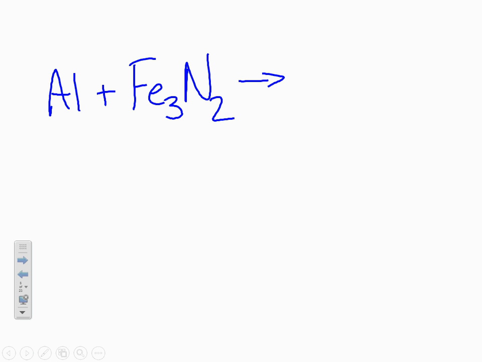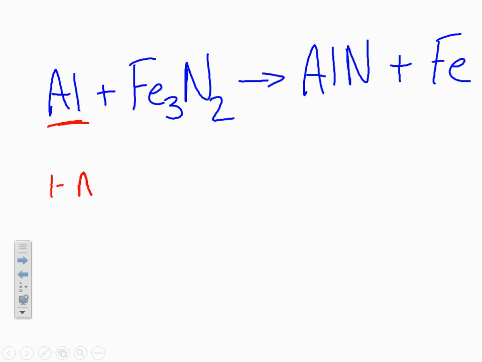Now we're going to do a little more difficult one just so we can get the hang of it. Here we go. We have aluminum plus Fe3N2 yields, or produces, AlN plus Fe. All right. Let's go ahead and look at my Al. I have 1 Al here. I have 1 Al here. All right. So far, so good.